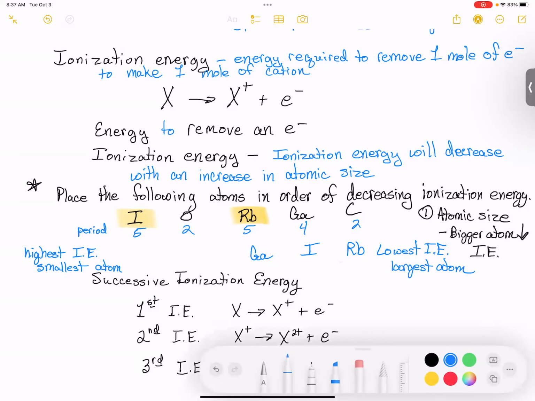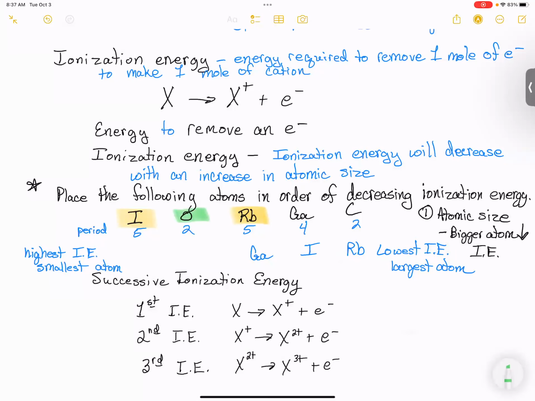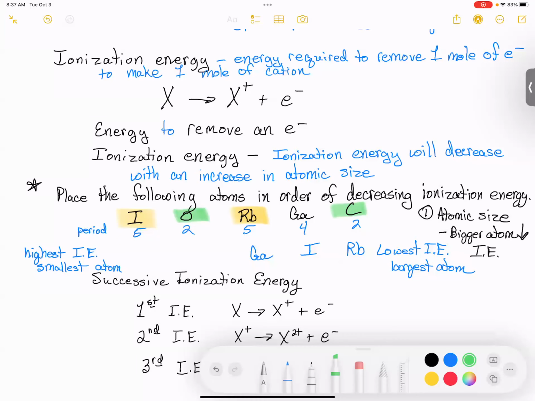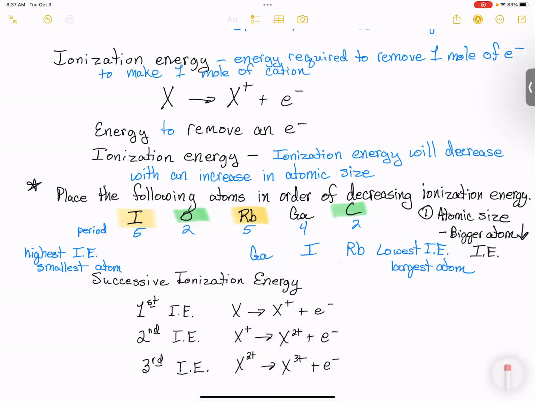Now, out of my other two atoms, oxygen and carbon, who's the biggest? Carbon. So it's going to have the next lowest, followed by oxygen. Questions?